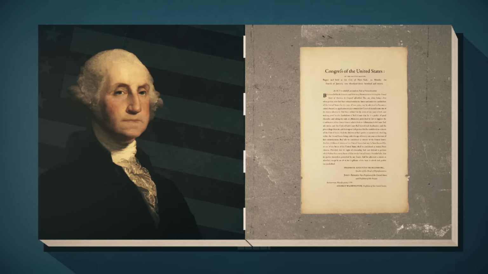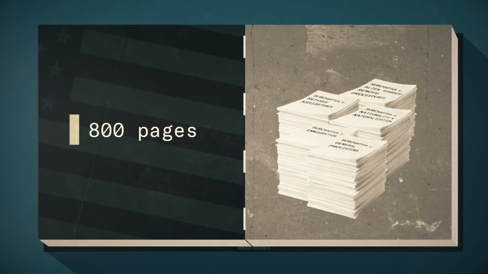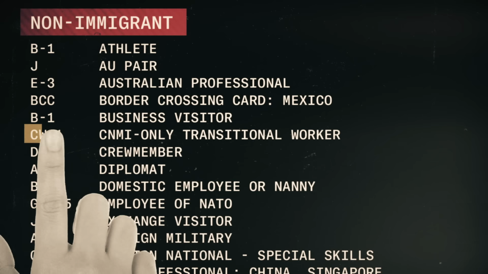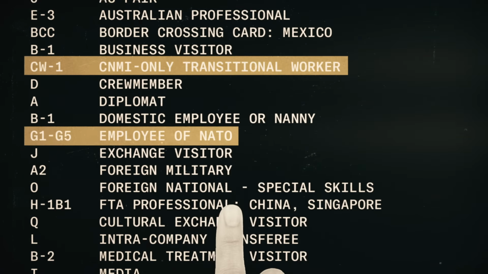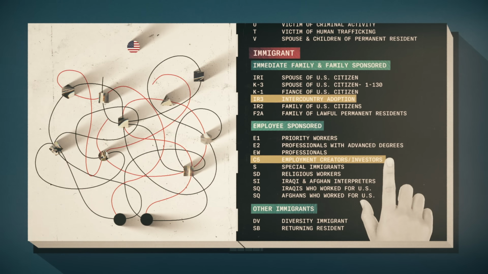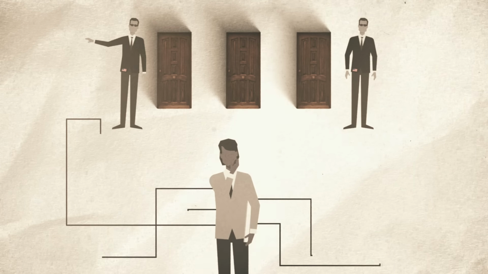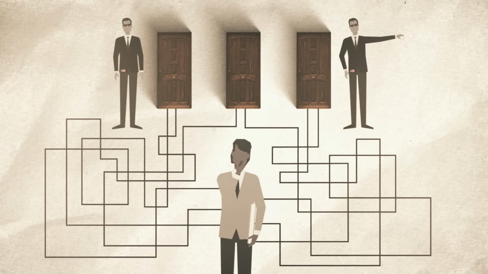Today, the current Immigration and Nationality subsection of the U.S. Code spans over 800 pages. With nearly 200 types of immigrant and non-immigrant visa classifications, navigating the maze of pre-approval processes and red tape is extremely challenging and time-consuming for immigrants and difficult for officials to administer.